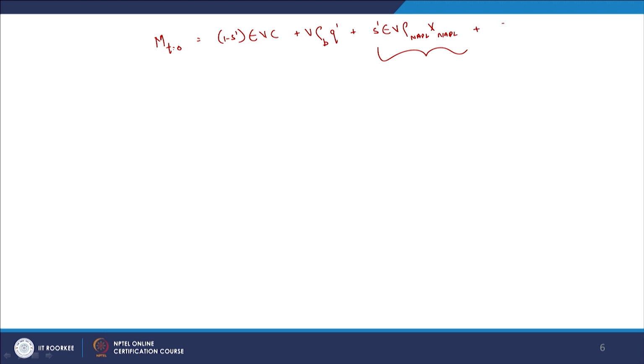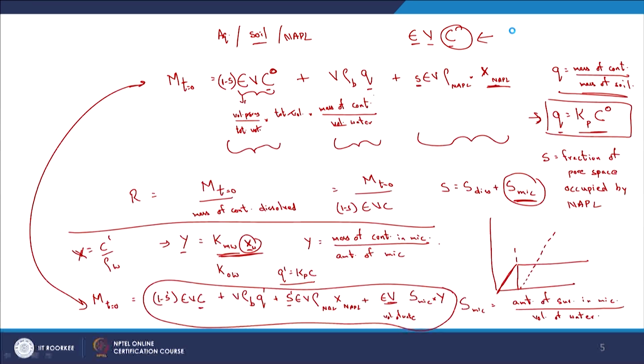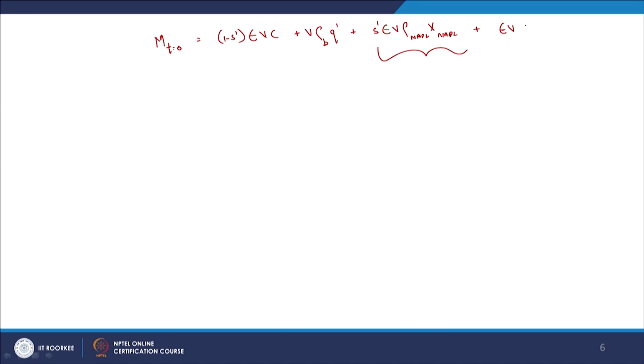mass in the relevant micelle, epsilon V, and what else do we have here? So, S micelle, and Y is nothing but kmw into X, and that is the concentration of the water divided by density of water. So, that is what I end up having here, kmw into C dash by density of water. Again, there are different terms, but it will make better sense maybe once you solve one of those homework problems. But let us try to understand why this is important now.